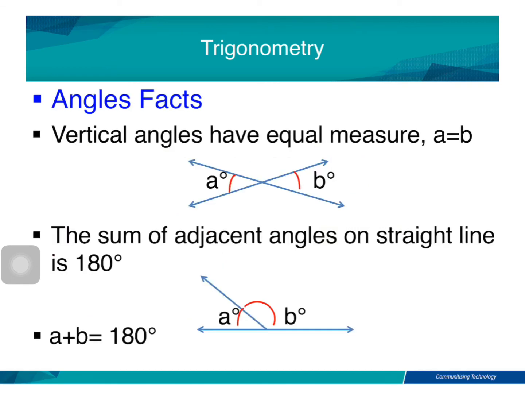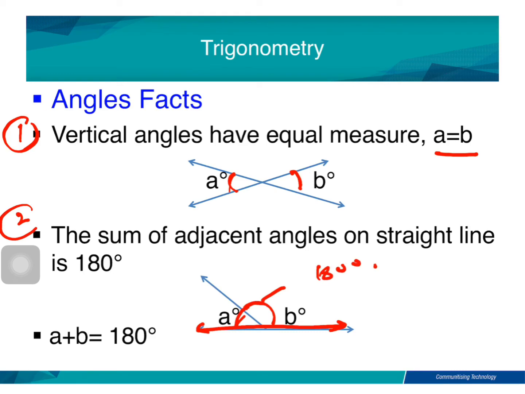Alright, next, number 1 is about the angles of facts. Vertical angles have equal measure, so angle A is equal to angle B. Number 2, the sum of adjacent angles on a straight line is 180. If you already know B, then you can get A as 180 minus B, because A plus B is equal to 180.